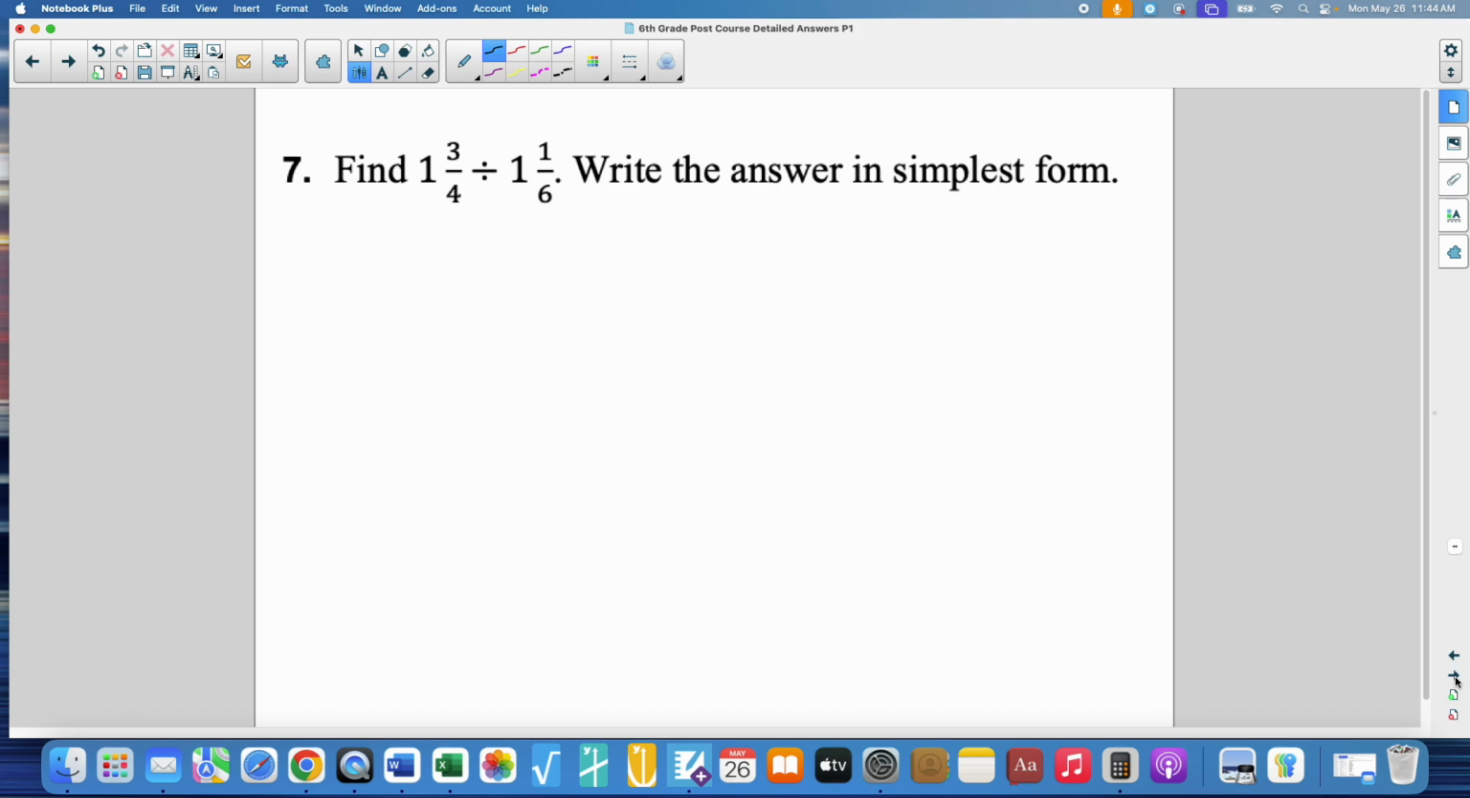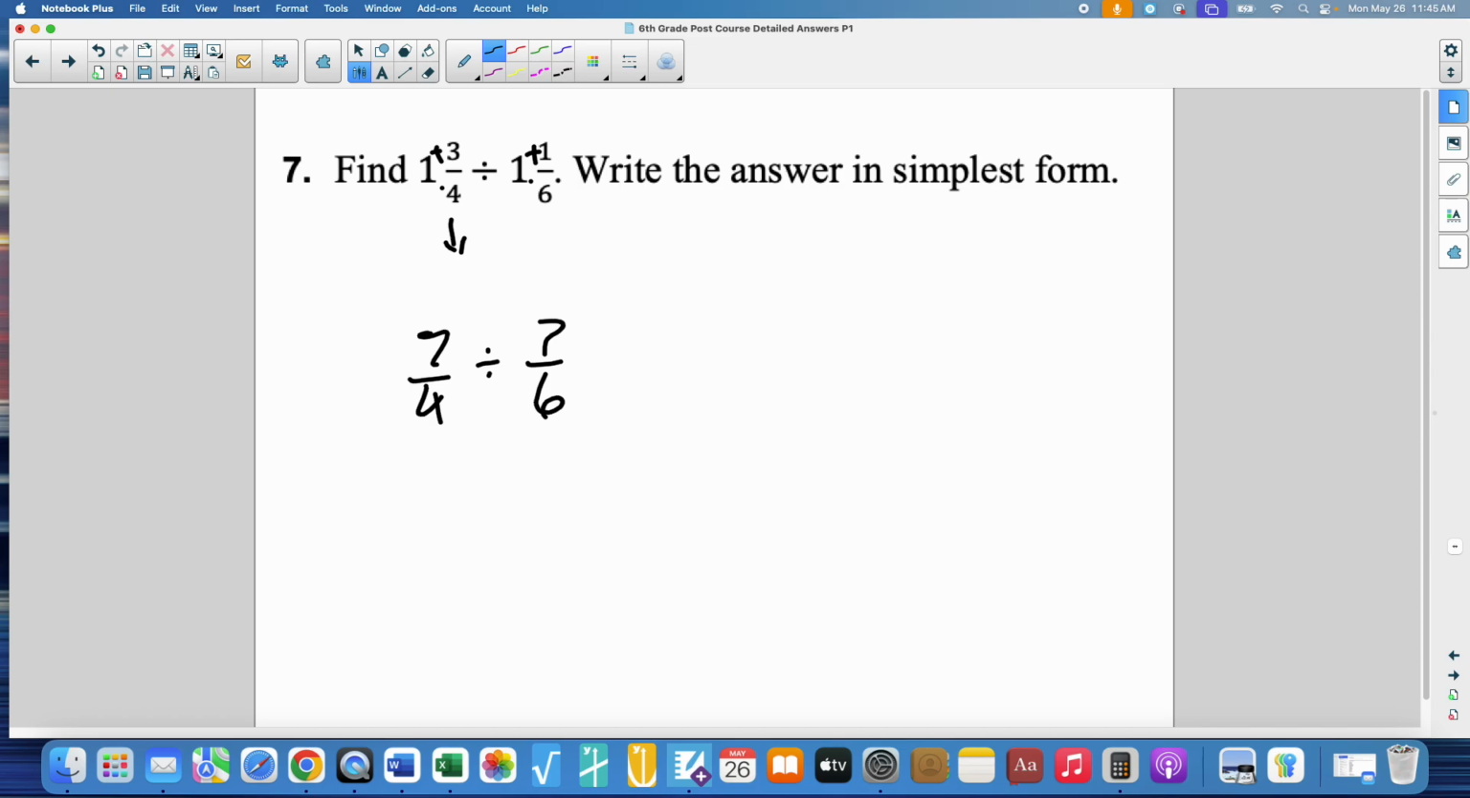Number 7 says 1 3/4 divided by 1 1/6. Here's a great example of what high school would expect. You're not going to keep it in mixed numbers. Mixed numbers don't work. They're not very efficient in any manner. In high school, you will constantly deal with improper fractions. So, first step is to turn it to an improper fraction. 4 times 1 plus 3 gives us 7/4 divided by 6 times 1 plus 1 gives us 7/6.